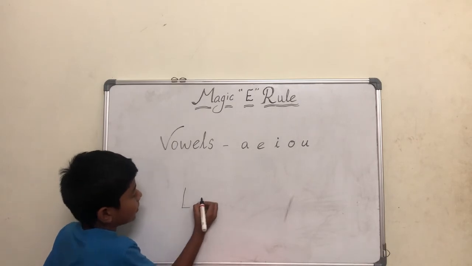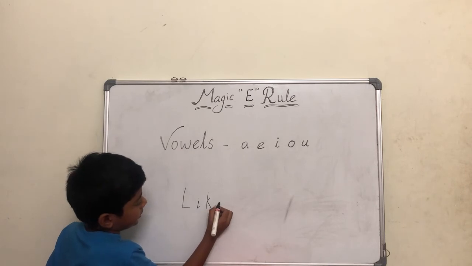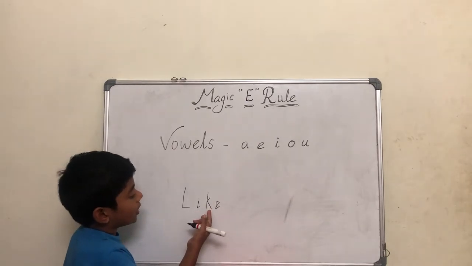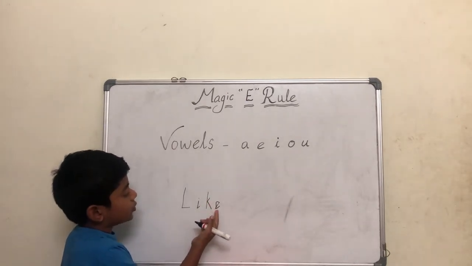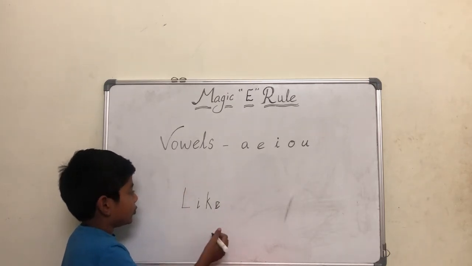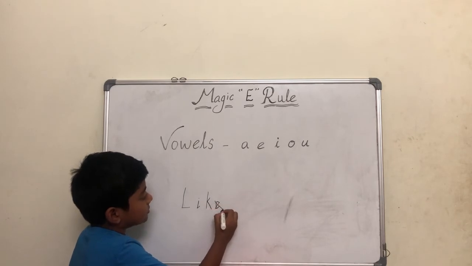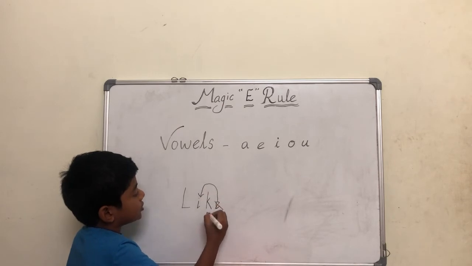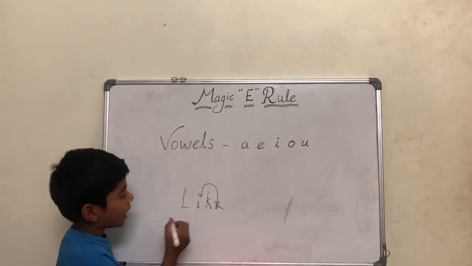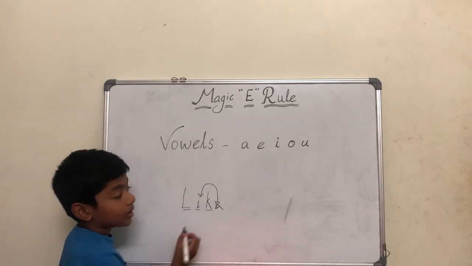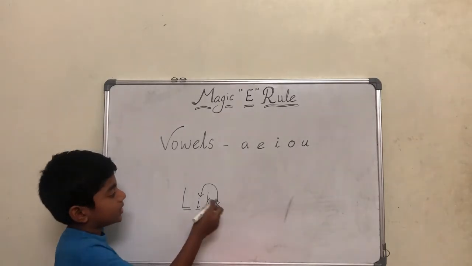Like, L, I, K, E. Here, the consonant K is between these two vowels, I and E. So let's use the magic E rule. The E becomes silent. Then the I turns into the long sound, I. L, I, K, like. The E is silent.